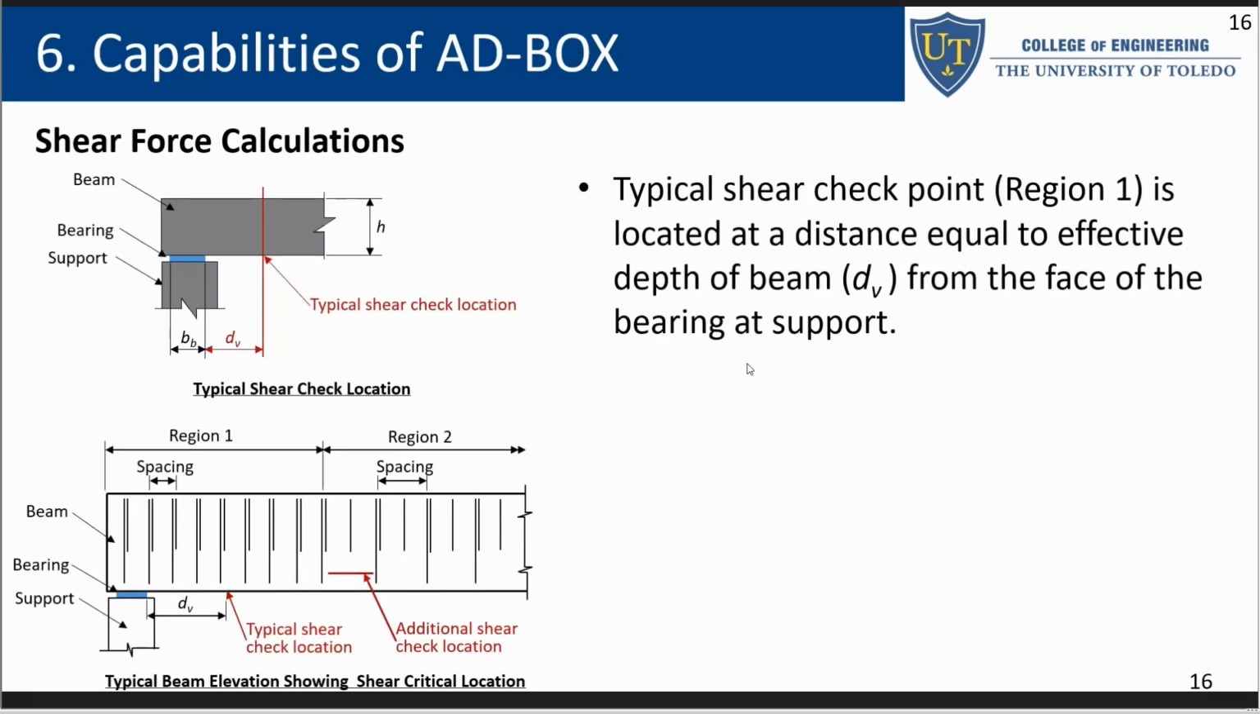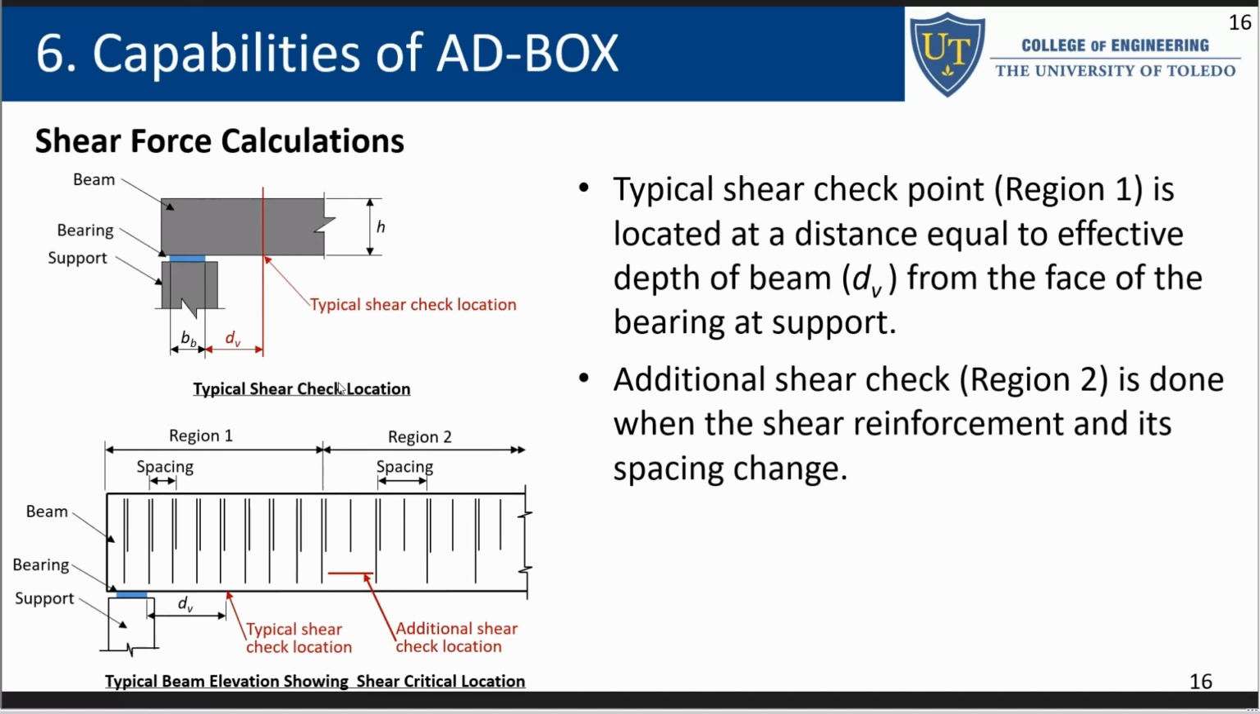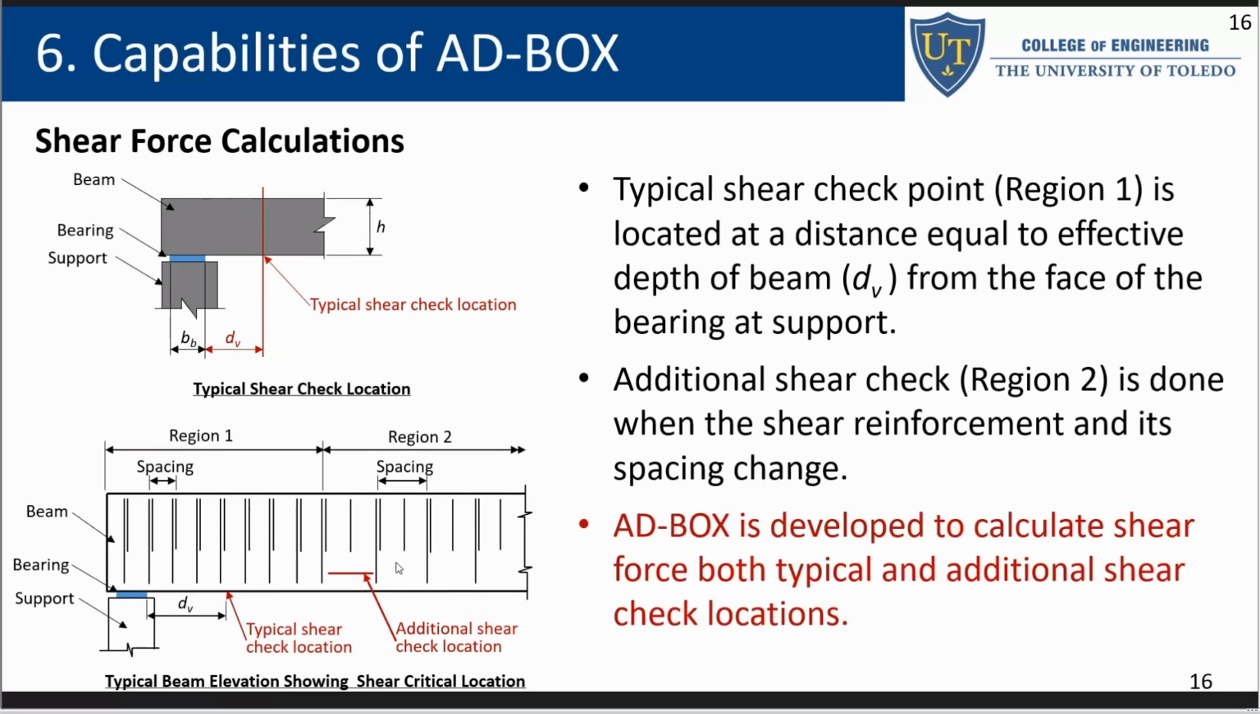The typical shear check point is located at a distance equal to the effective shear depth, dv, away from the face of the bearing of the support. We can see that on the figure on the left, the distance dv away from the support. An additional shear check is also performed where the shear reinforcement and spacing changes. We can see the additional shear check locations on the bottom left figure. This is the point where the typical shear check is performed, and this is the point at the beginning of region 2 where the additional shear check is done. ADBox is developed to calculate shear force at both typical and additional shear check locations.